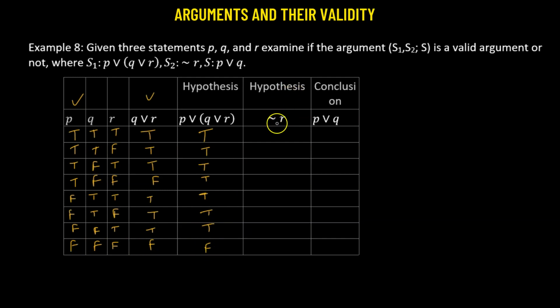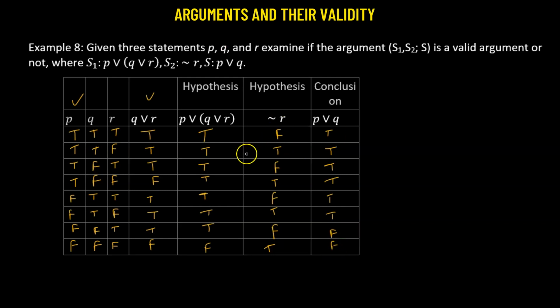Hypothesis 2 is the negation of R. So this will be simply flipping the truth values of R. So we have false, true, false, true, false, true, false, true. And the conclusion is the statement P or Q. So we have true or true, so this will be true, true, true. This will be true, true, false, so true, true, false will be true. False, true is true. Then the last two rows will be false.